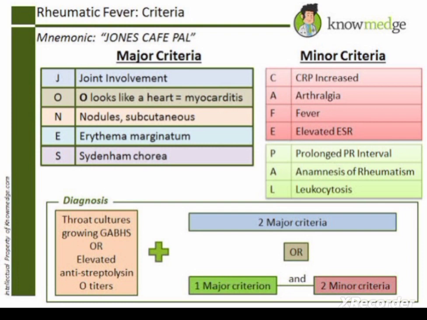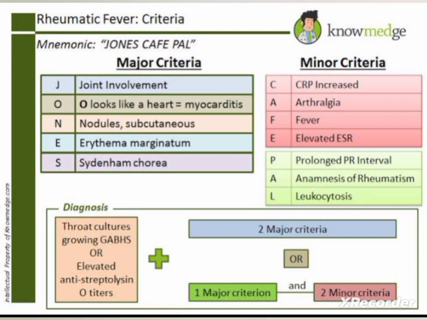Next one, Sydenham's chorea. Sydenham's chorea is the major CNS manifestation of rheumatic fever and often a delayed sign occurring several months after the initial infection. So if we do not treat the condition well, it leads to complications like CNS involvement. It is characterized by involuntary movement, especially of the face and limbs, muscle weakness, and disturbance of speech and gait.